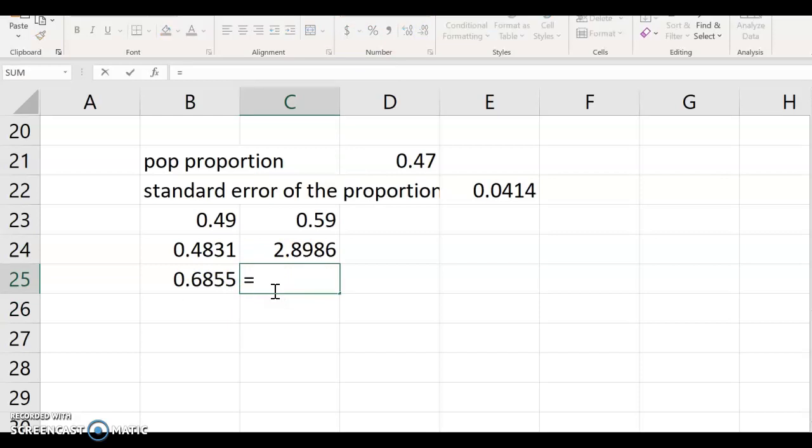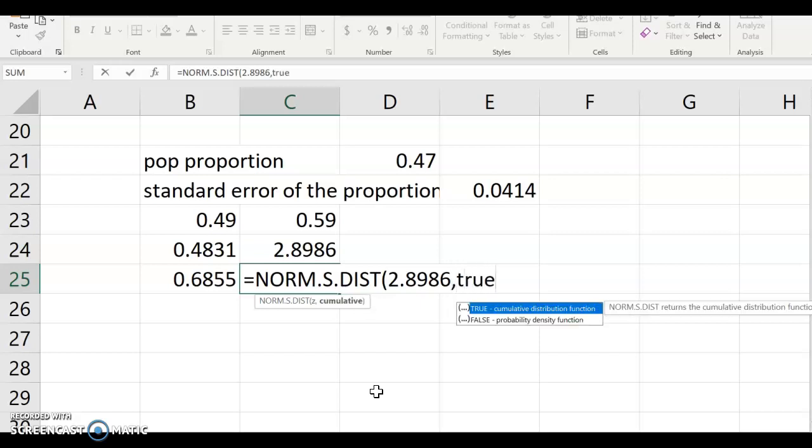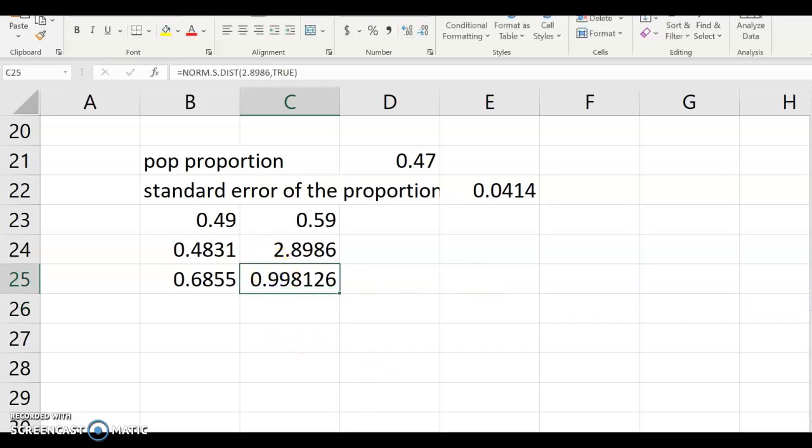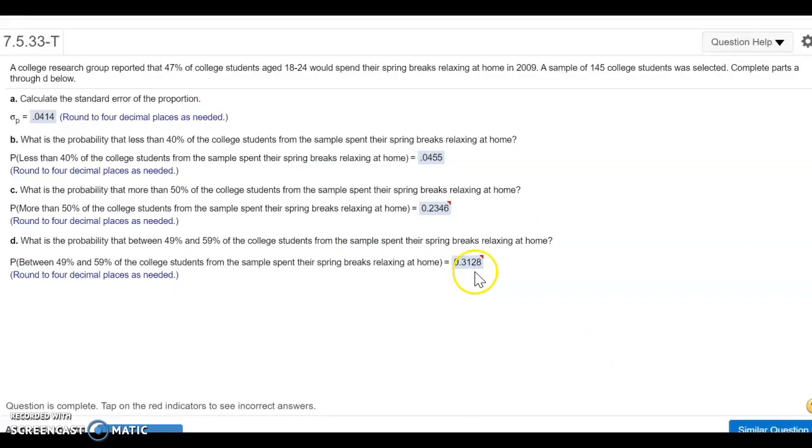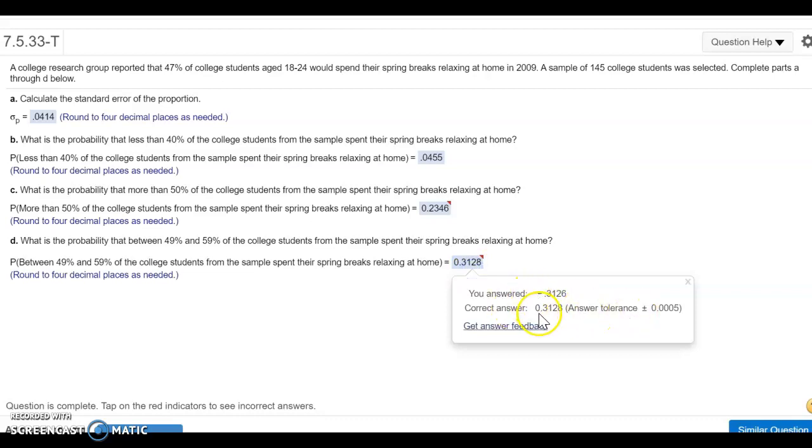And then we're going to do norm again, and 2.8986. And that one is true. Okay, so to get the probability of it being in between, we're going to take the larger probability, 0.9981, and subtract out the smaller probability, 0.6855. So we get 0.3126, which is within the acceptable.